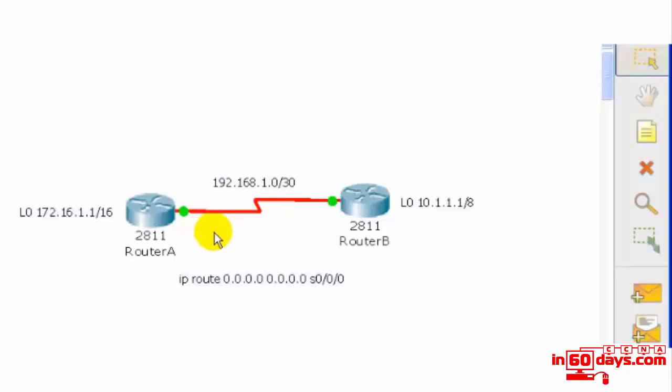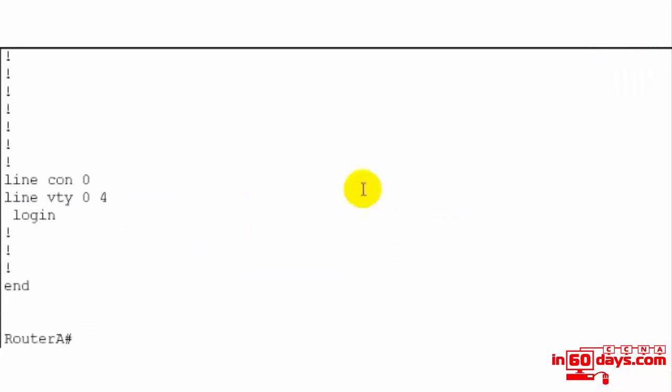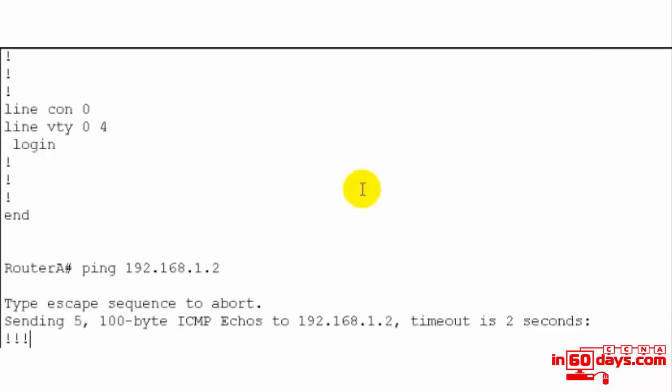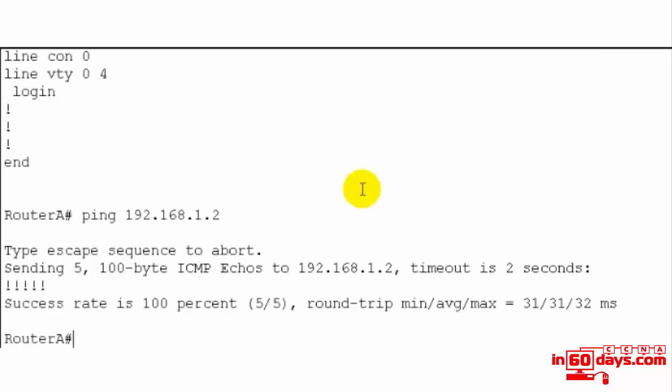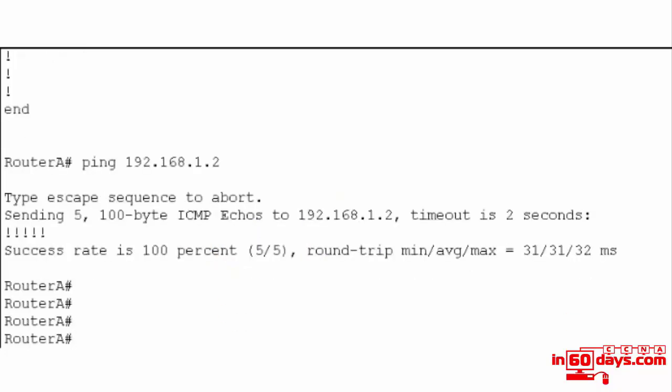So first thing you always do is just test a ping, just to make sure your network is working. So I can ping from router A to router B. So on router A, what I want to do is deny the 10 network with an access list, and then we'll test it with a ping.